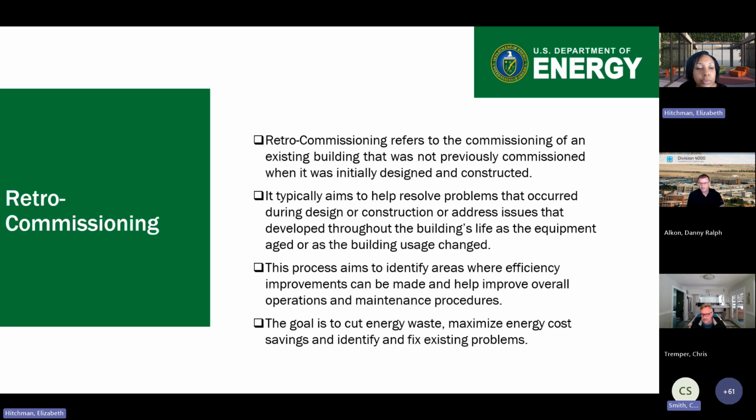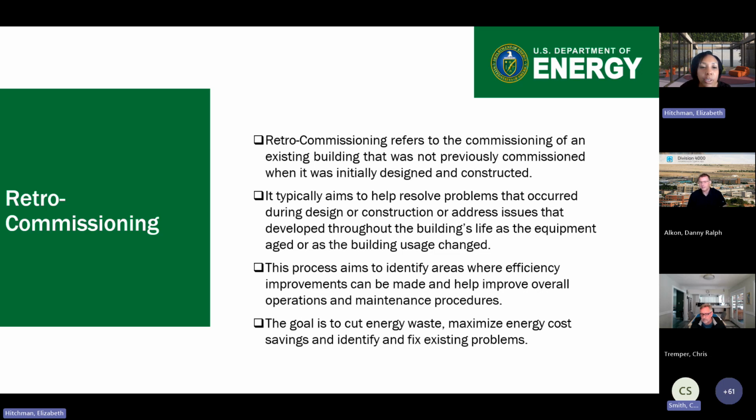Retro-commissioning. These are for much older buildings that were never commissioned. I know that I've done a lot of retro-commissioning projects when I worked at the utility, very popular, especially where I'm located on the East Coast. A lot of buildings were not commissioned in the past. So retro-commissioning is something that is used quite often.